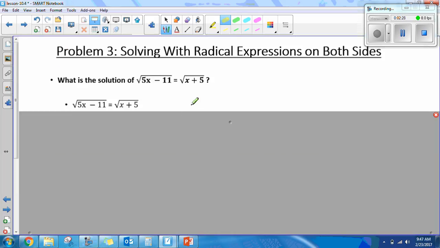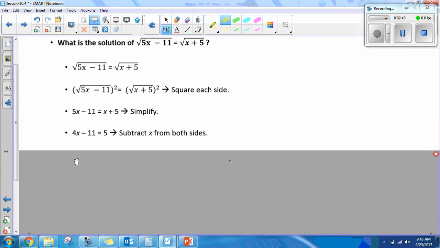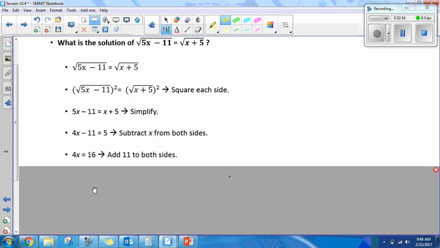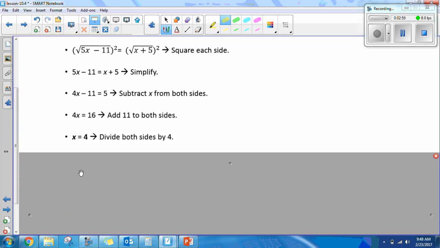Problem 3, solving with radical expressions on both sides. Here we have radical of the quantity 5x minus 11 equals radical of the quantity x plus 5. We want to square both sides so that we can simplify that to 5x minus 11 equals x plus 5. Now we can subtract x from both sides and then add 11 to both sides. So we end up with 4x equals 16. Divide by 4 on both sides and we get x equals 4.